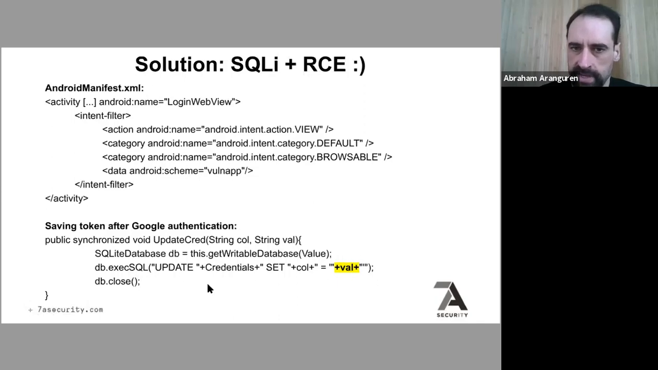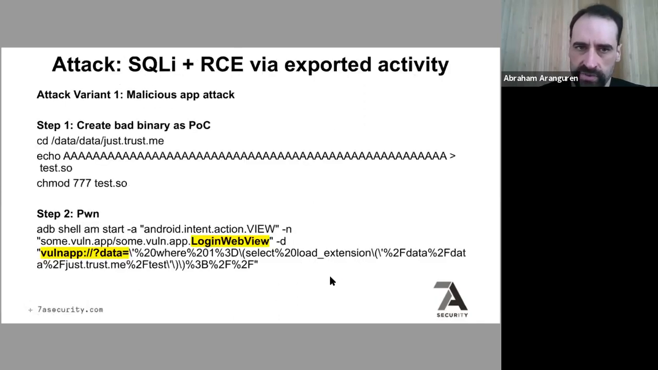And then this token is being saved like this with a SQL injection vulnerability. So what can we do with this? It's SQL injection, but it's also code execution, because in this case, they were using SQL Cipher, which is actually a cool extension, but by default, it enables loading binaries. So if you have a SQL injection and you're using SQL Cipher, you can use the SQL injection to load binaries. So this is why this is actually code execution and not just SQL injection.